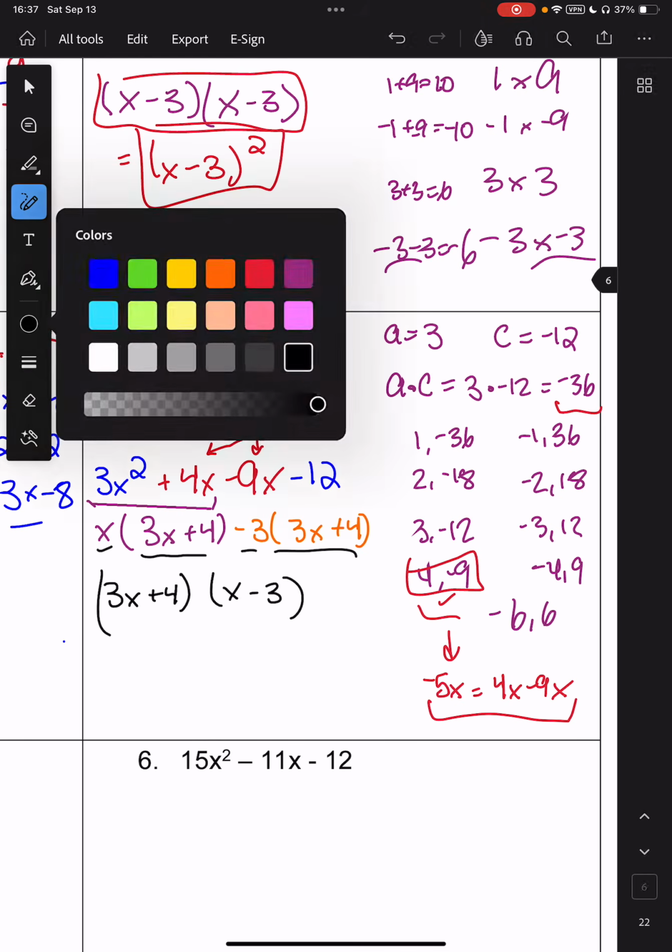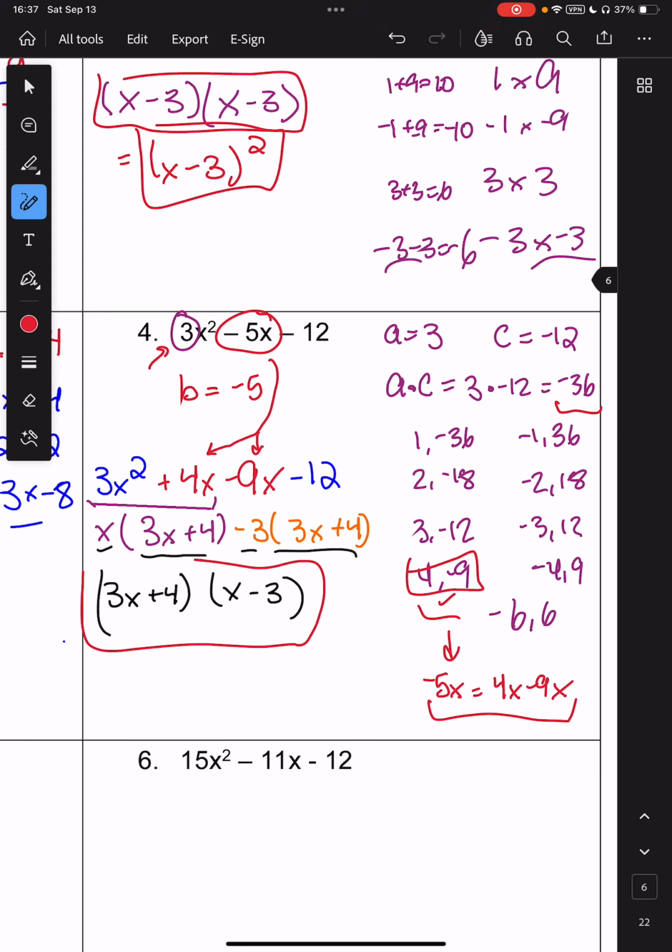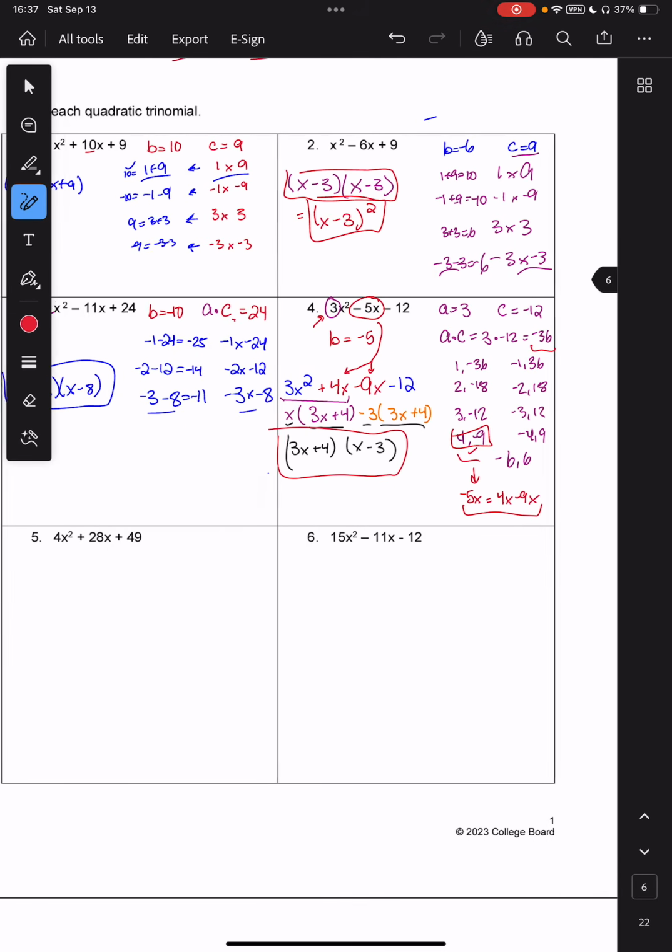So this is how we factor, and this is the answer we get: 3x plus 4 times x minus 3. That's our answer. It might be a little tricky if you haven't done this one before or not done much, but we have 5 and 6 to practice and do.